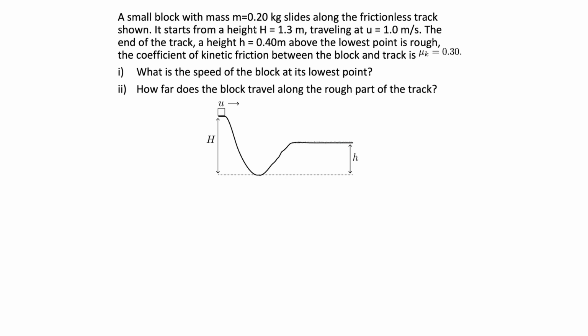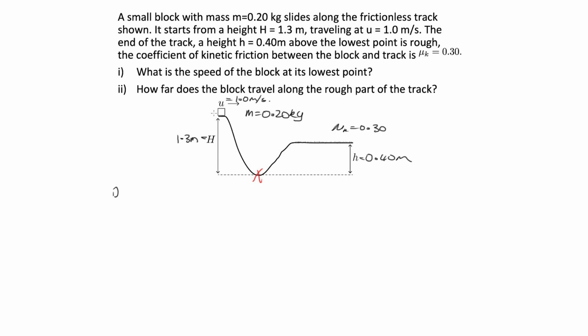So in this problem, a small block with a mass of 0.20 kilograms slides along the frictionless track shown. So it starts from height capital H, which is equal to 1.3 meters, traveling at u, which is equal to 1.0 meters per second. The end of the track is 0.40 meters above the lowest point, and it's rough. So here's the rough bit of the track with a coefficient of kinetic friction being equal to 0.3. And part 1 asks, what is the speed of the block at its lowest point? So we're being asked to find the speed of the block here.